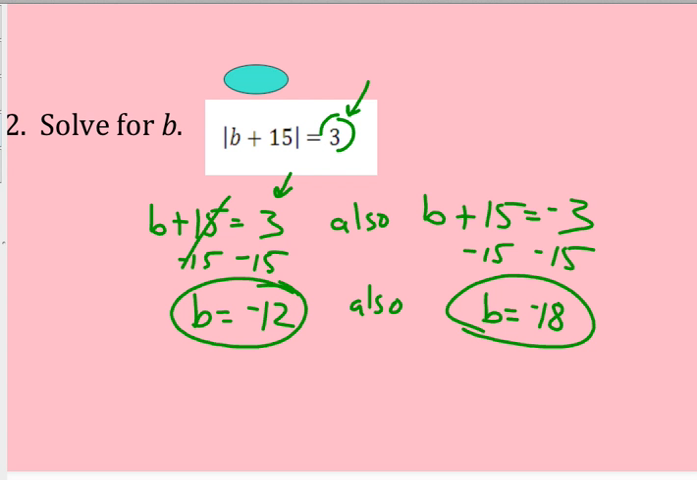For example, if I take this negative 12 and plug it in for B up here, I get the absolute value of negative 12 plus 15. Well, negative 12 plus 15 is 3. Absolute value of 3 equals 3. That's why negative 12 works. If I plug in my other solution for B, which is negative 18, I get negative 18 plus 15 is negative 3. But the absolute value of that is positive 3, and that's why those two answers work.